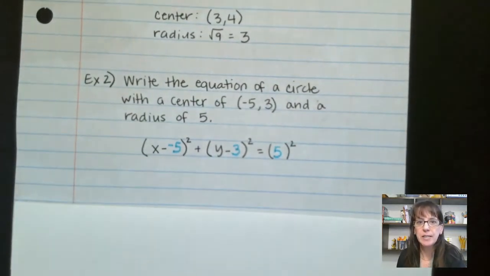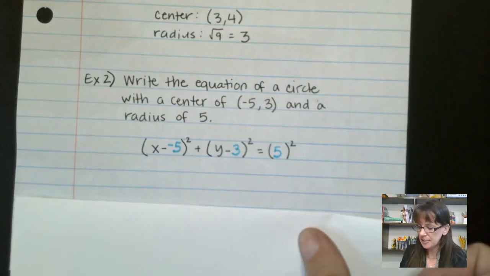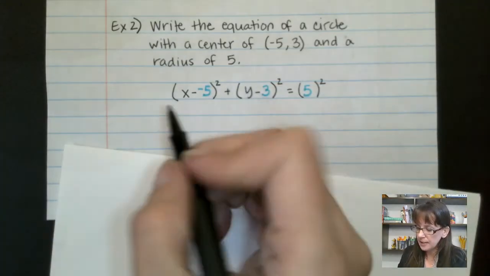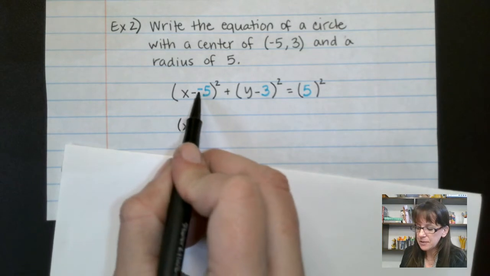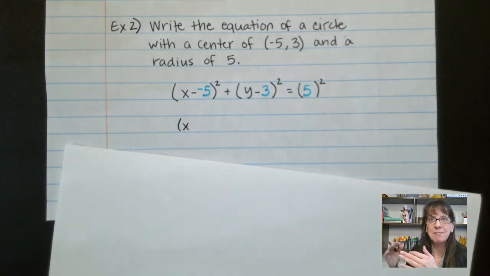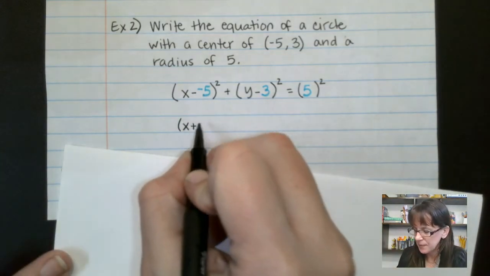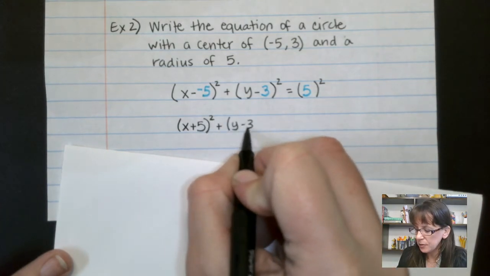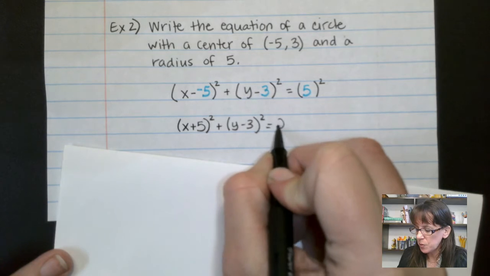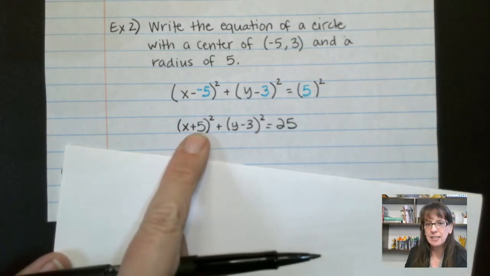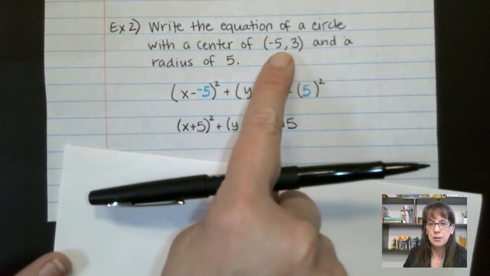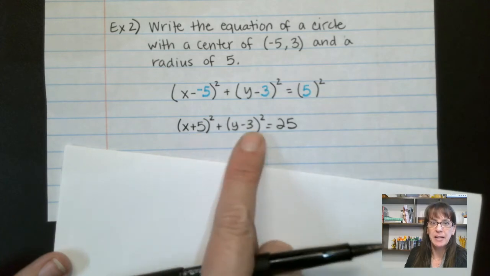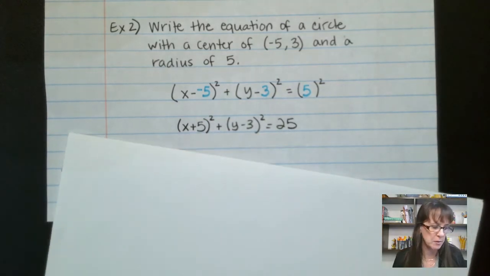So now that I have that information in there, what we can do is clean this up a bit. And so if I say, okay, x minus a negative would be a positive. So (x plus 5) squared plus (y minus 3) squared equals 25. So you can see how those signs changed. Remember, we wanted the center to be -5, 3, and now it's +5, -3. So that's key. You got to pay really close attention to that.